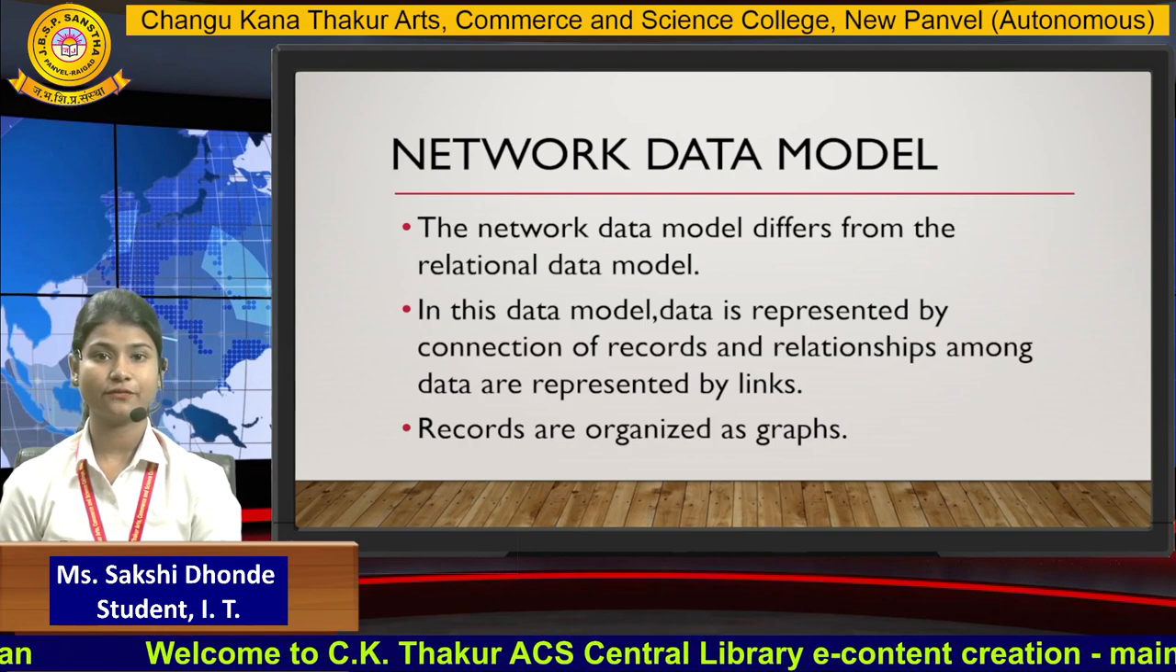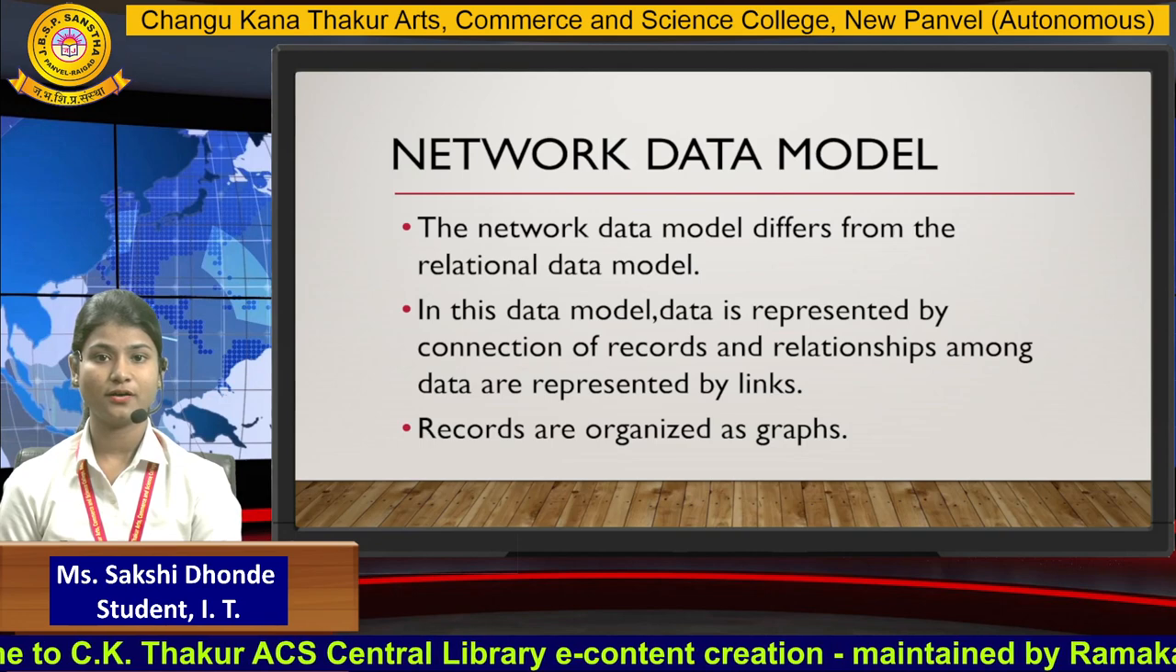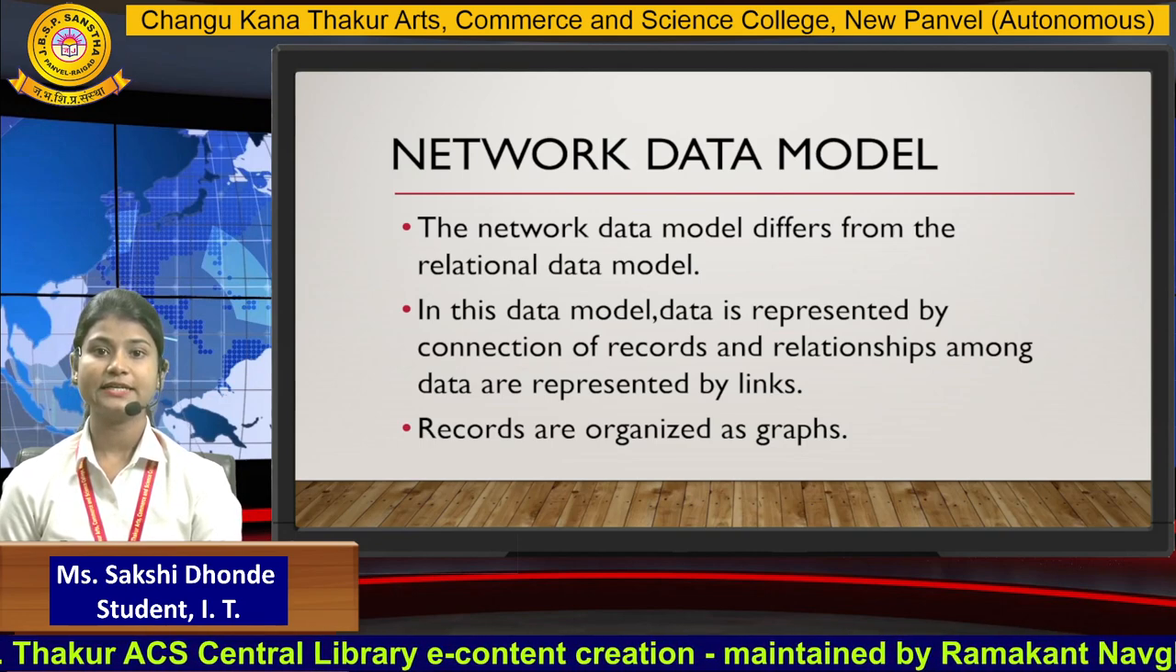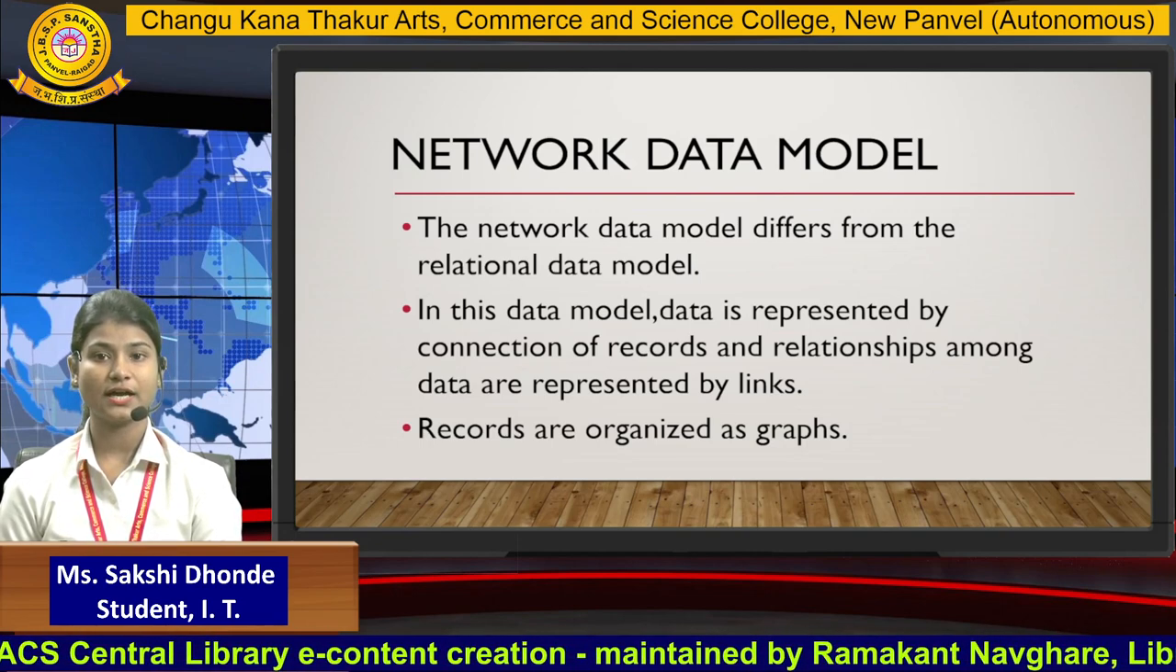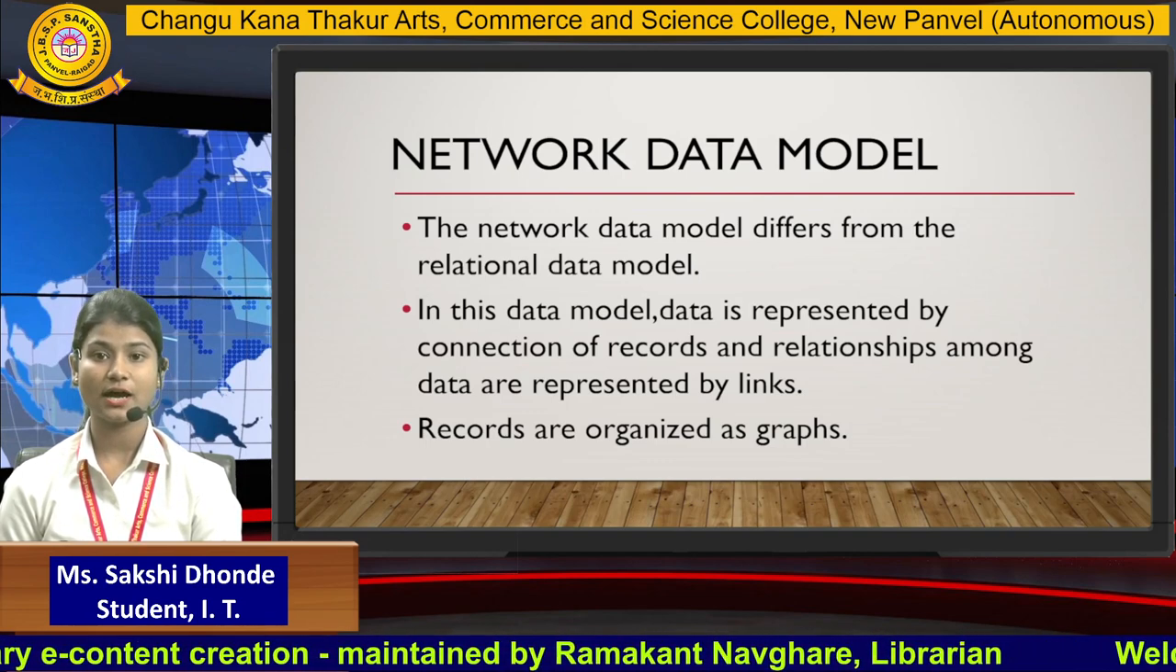Next one is network data model. The network data model differs from the relational data model. In this data model, data is represented by connection of records, and relationships among data are represented by links. Records are organized as graphs.